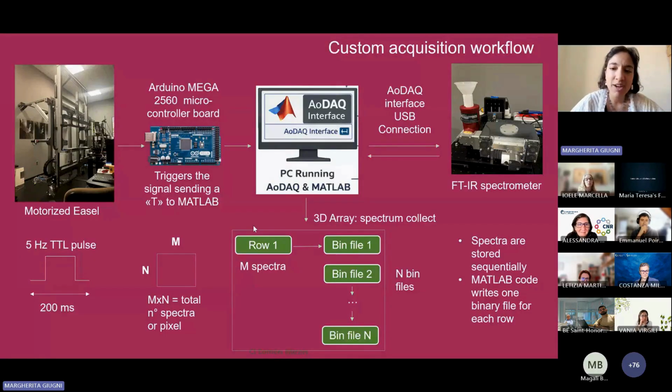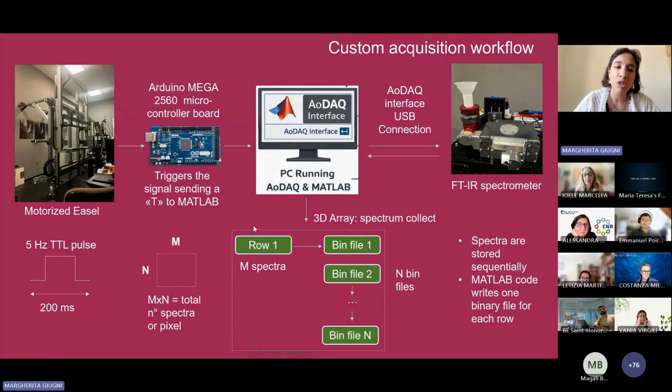To be more clear, what happens is that while the motorized easel is moving, it sends a 5 Hz TTL pulse to the microcontroller board that is interpreting this position trigger, and it's sending a key to the laptop where MATLAB is running.